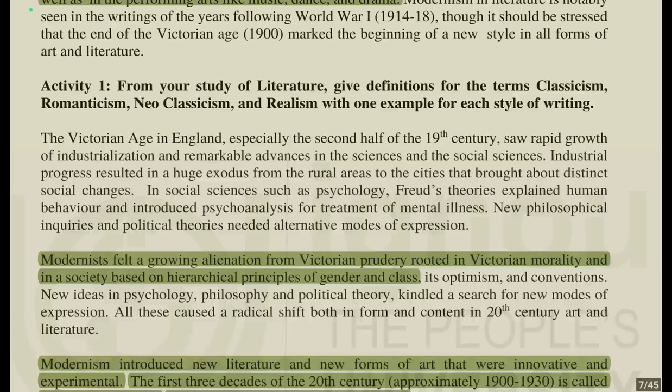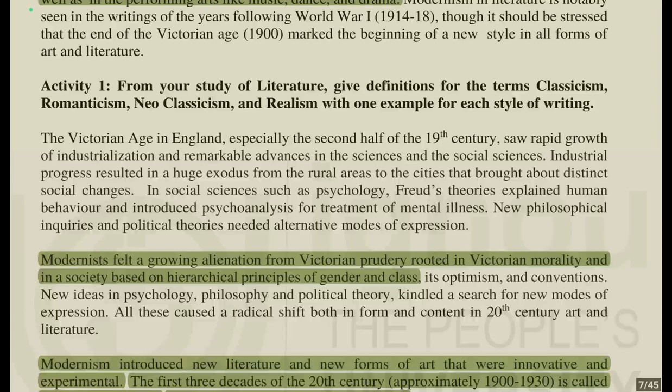So what they're trying to say is that the modern writers felt very different from Victorian people and Victorian times, according to their moral rules and principles, and how Victorian society was based on gender and class, was based on a hierarchy. That hierarchy was based on gender and class, and they also felt very different from the Victorian prudery. And what was Victorian prudery? Let's talk about what prudery is.